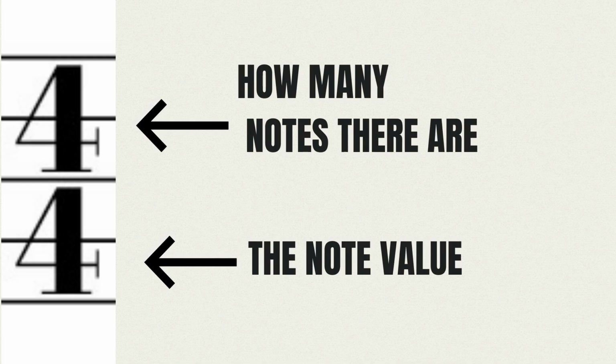The top number is how many notes there are in a measure, and the bottom number is the note value. In this case it's 4, so it'd be a quarter note. So 4/4 is just 4 quarter notes in a measure. So da da da da. That's how you count it: 1, 2, 3, 4. 1, 2, 3, 4.